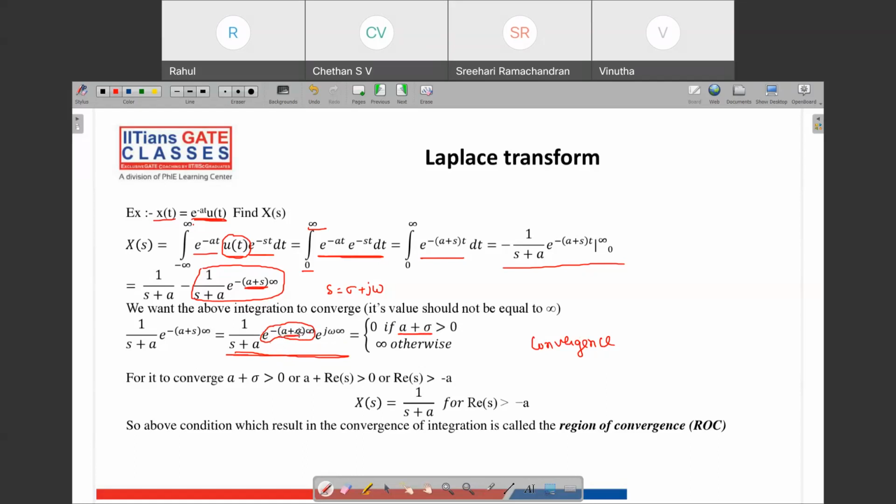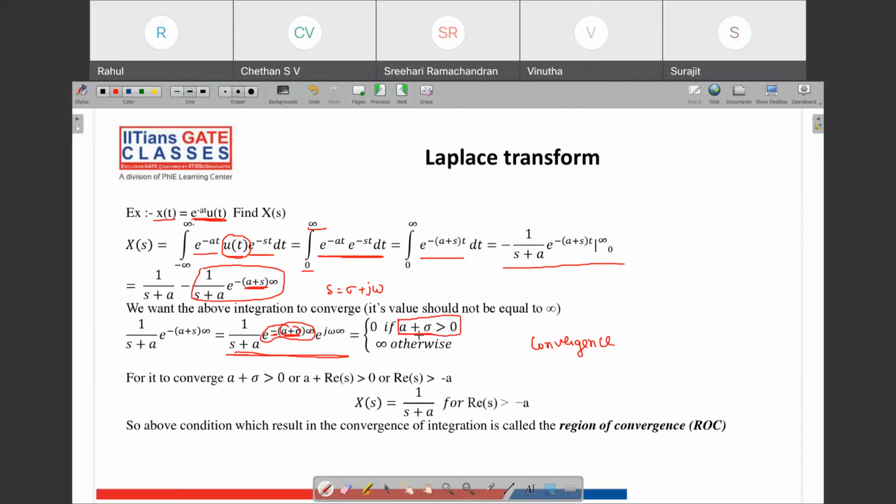But if this a plus sigma is negative, then this negative, and we already have a negative sign here, will become positive, and it will become e to the power infinity, and the overall thing will become infinity. Okay, so this is what we call the convergence criteria here. This Laplace transform will converge to a finite expression only if this a plus sigma is greater than 0. So the convergence criteria is that a plus sigma should be greater than 0, or you can also call it a plus real part of s should be greater than 0, because this sigma is essentially the real part of s. Or you can say the real part of s should be greater than minus a.